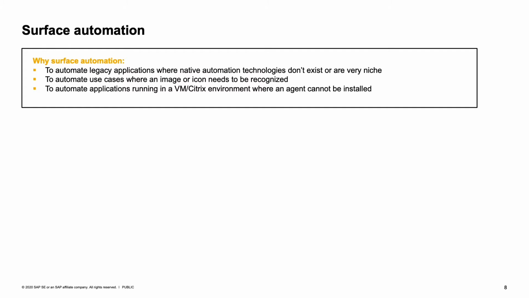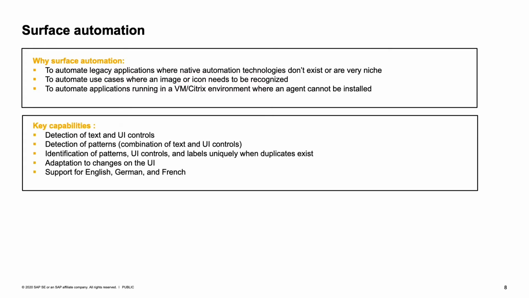Another very typical use case is where you are running your bots inside a virtual machine, say Citrix or something, and you're not able to, or you're not allowed to, for whatever reason, install an agent. So if you're not allowed to install an agent, you cannot have access to the underlying APIs or the DOMs. And then you have to basically automate the entire thing visually. That's when you use surface automation.